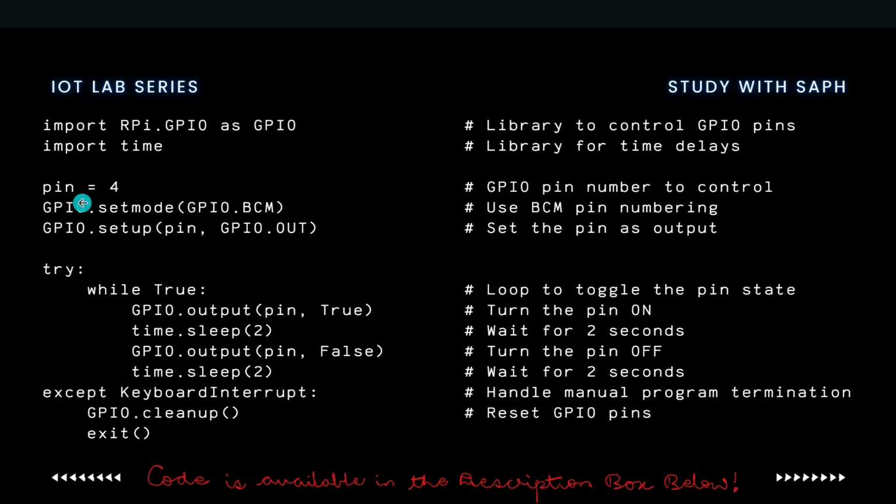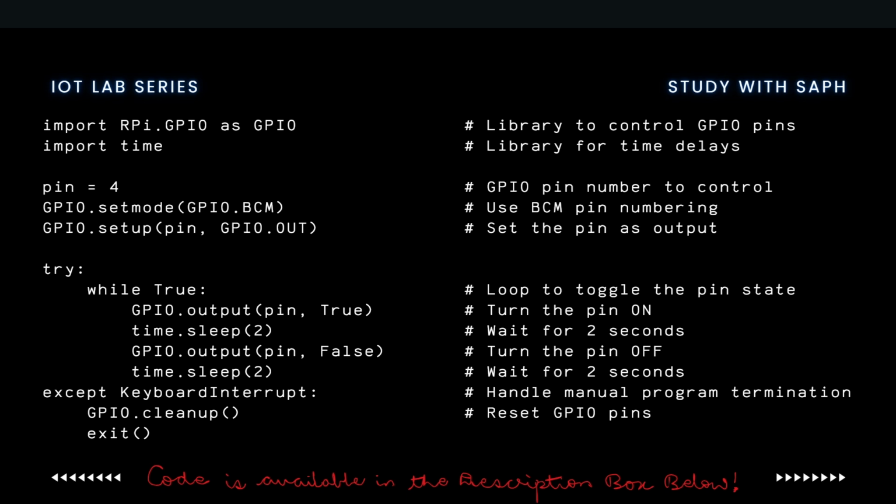Next, we are defining a variable named pin. In this particular experiment, we are using GPIO pin 4 of the Raspberry Pi, hence pin is equal to 4.